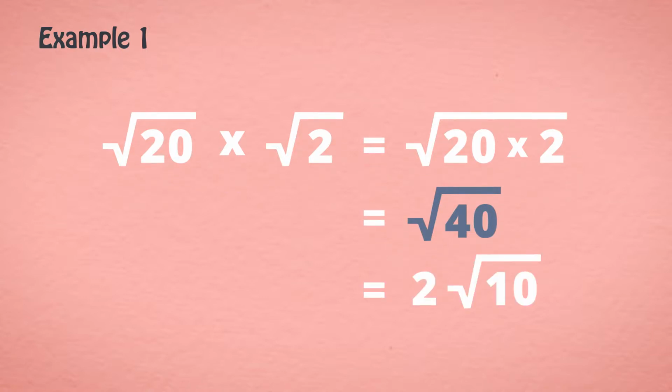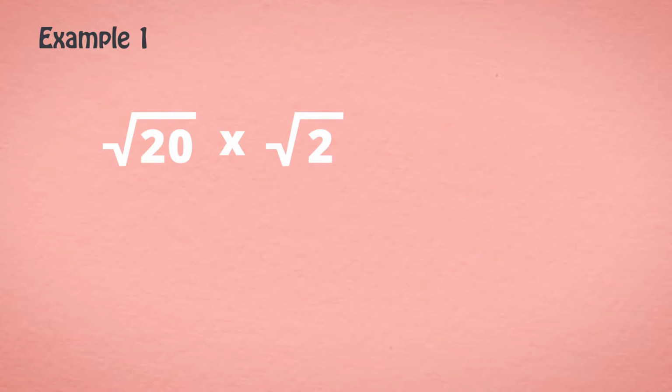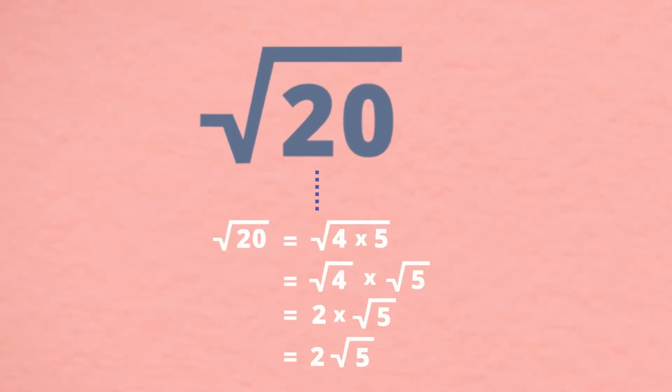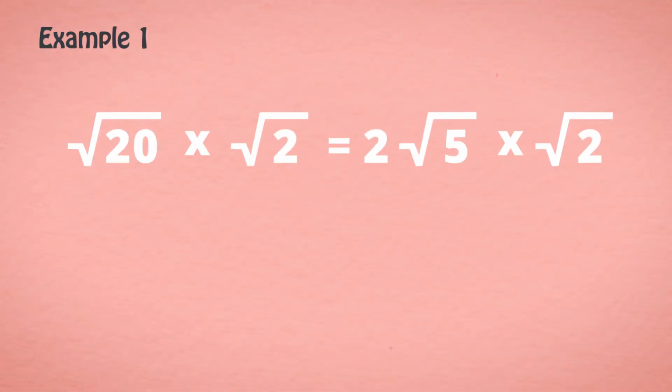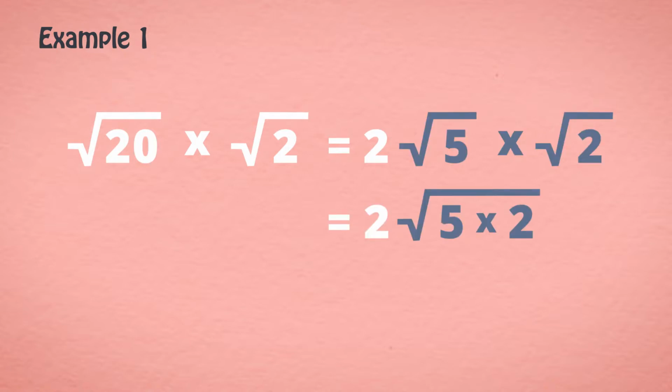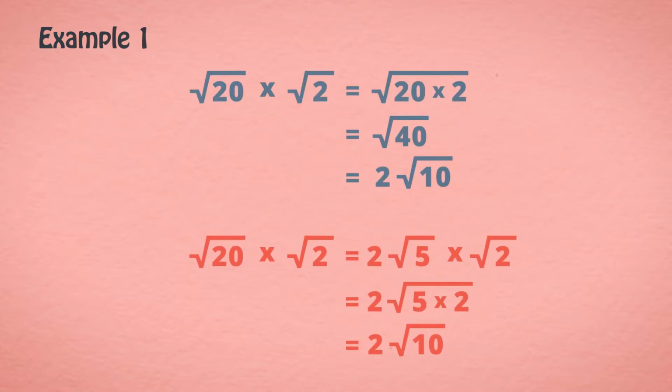Next, let's try another method to multiply and simplify the same expression. Here, we can express this in its simplest form to give us this. What can we do next? Well, we know that this is actually this. Simplifying it further will give us this, which is the same answer we obtained previously. That is to say, either method is fine.